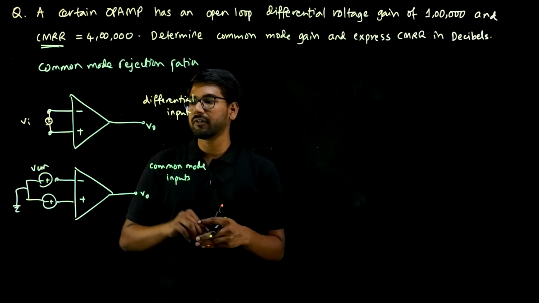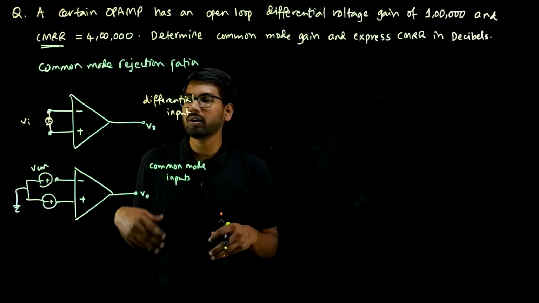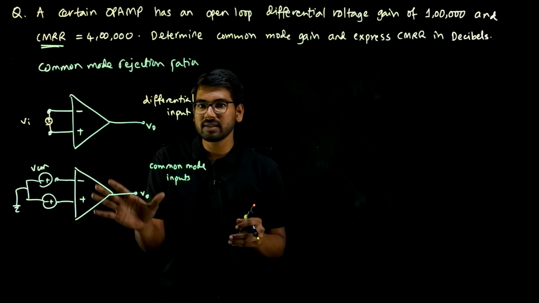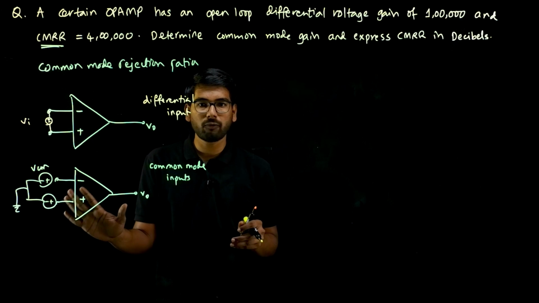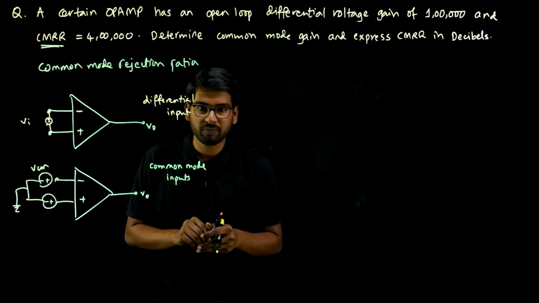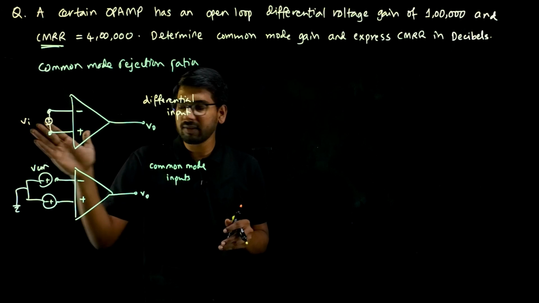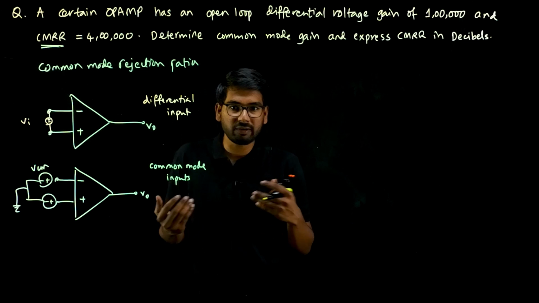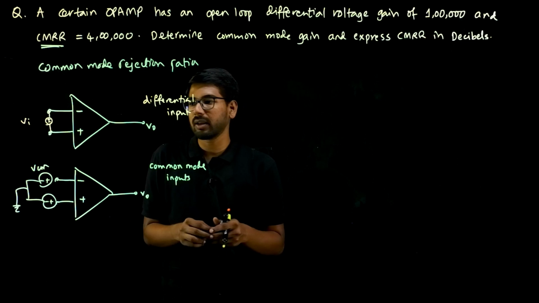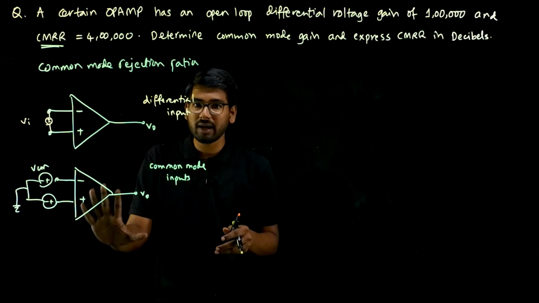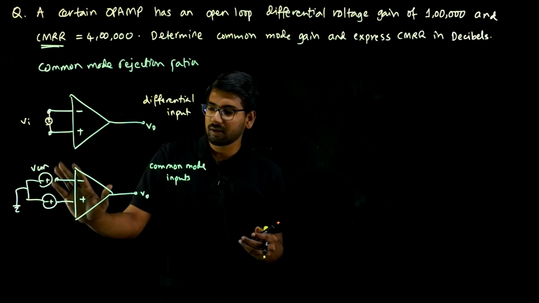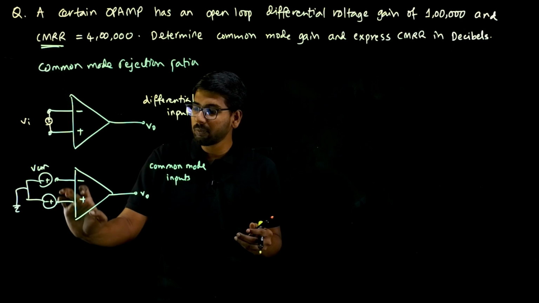When you want to use the OPAMP in differential input mode, some noise will exist in the form of a common mode input, which is present at both of these terminals. This Vi and this VCM may be of different frequencies, which will not give the desired result. So an OPAMP must have the ability to reject the common mode signals, the signals that are common to both the terminals.